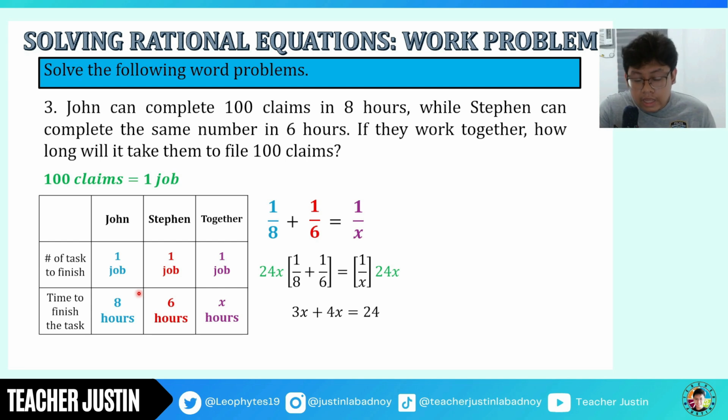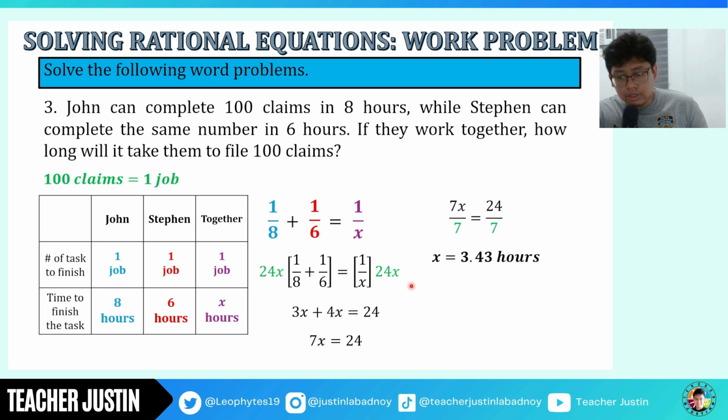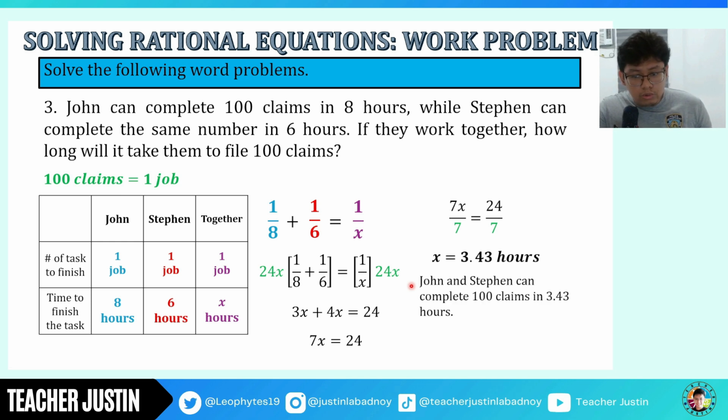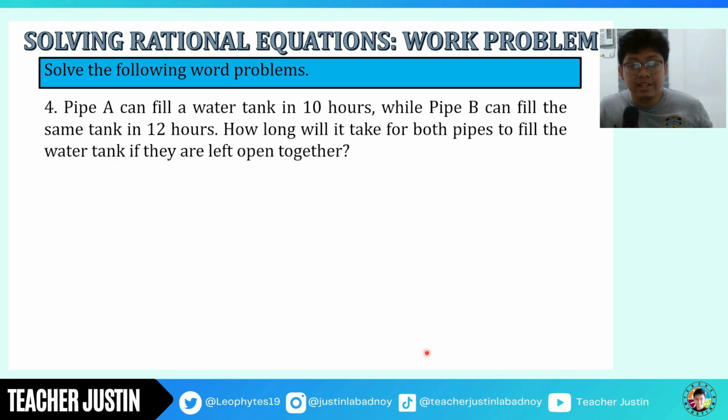Okay, so now that we have this equation, we can observe that they have the same term. So we can perform combining like terms. 3x plus 4x, that will be 7x, and then we can divide both sides by 7, giving us the value of x, which is 3.43 hours. So to conclude, we can say that John and Stephen can complete the 100 claims in 3.43 hours. And that's it. Ta-da! Alright. Okay, let's have our next item.